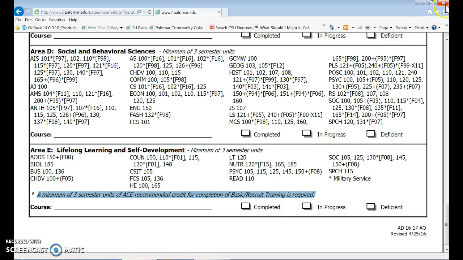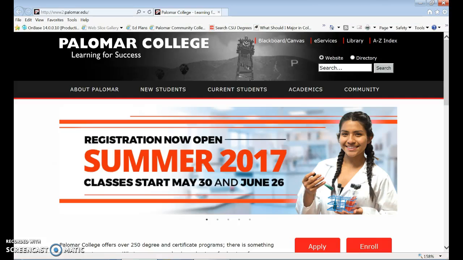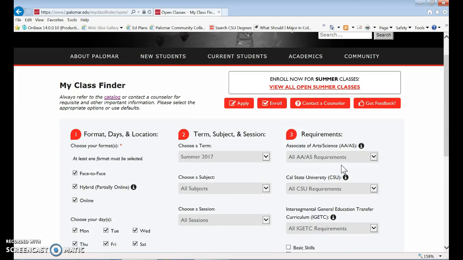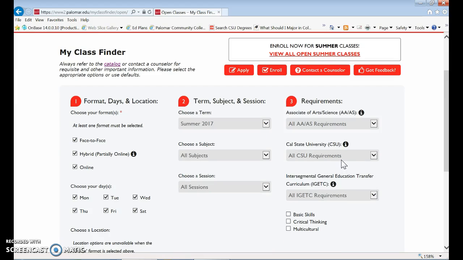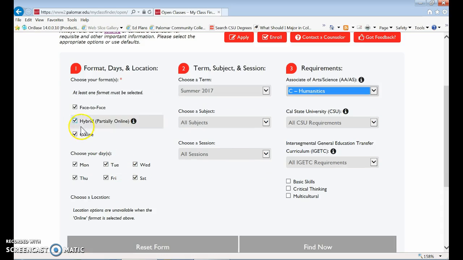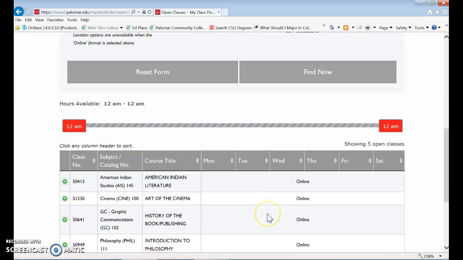If you're looking for some classes, I want to go over one more thing with you, and that is if I go to our website and I go to View Open Classes and say I'm looking for a class that fulfills Area C Humanities. I'm looking at summer of 2017, and I'm looking under here the AAAS requirements, and I'm looking for Humanities. And say I'm just looking for a class that's only taught online. So I'm going to look for any online classes under Humanities. So let's see what we find.